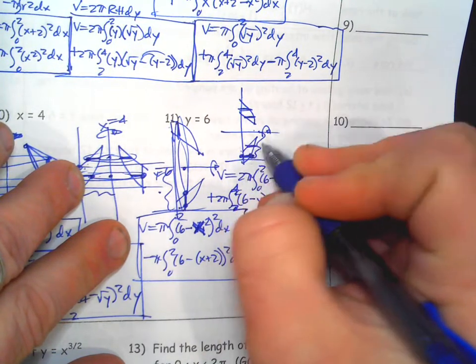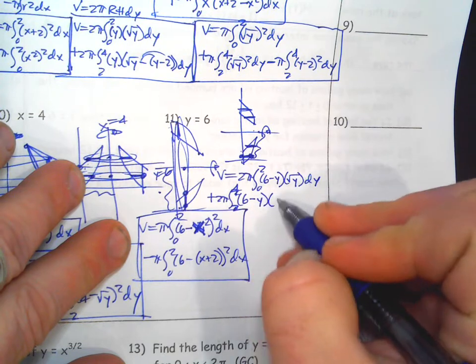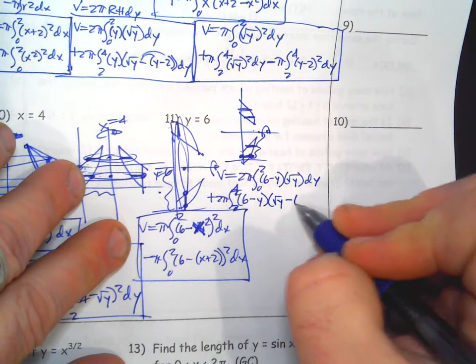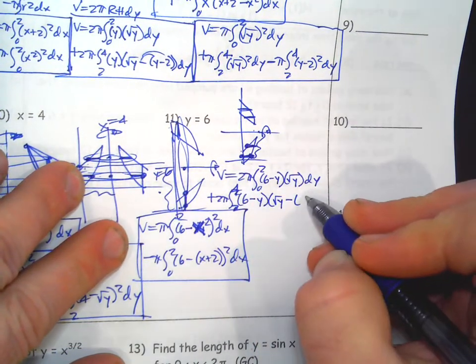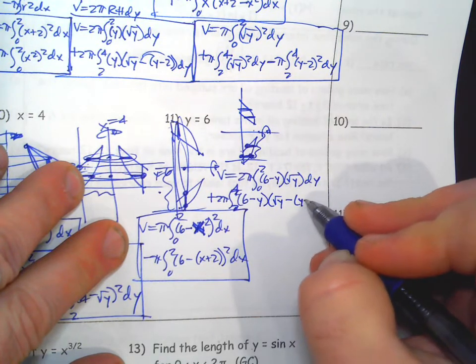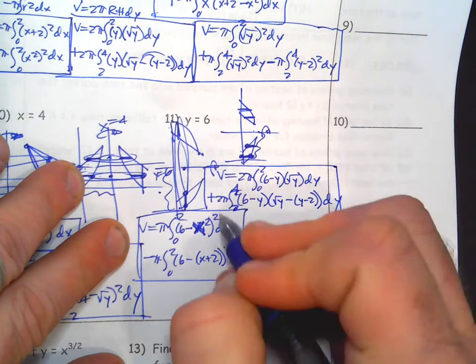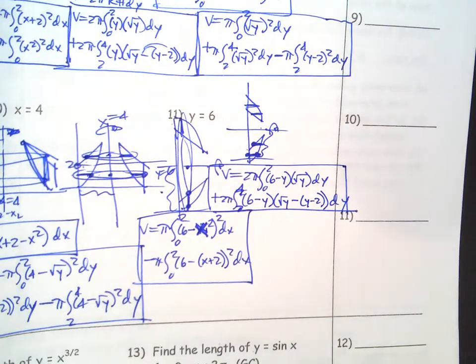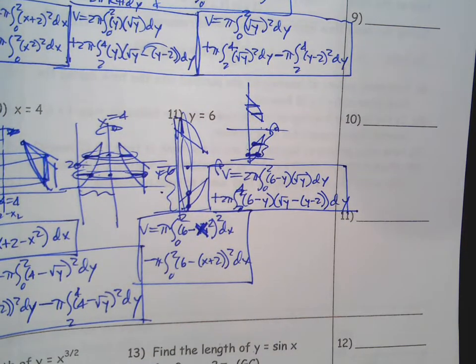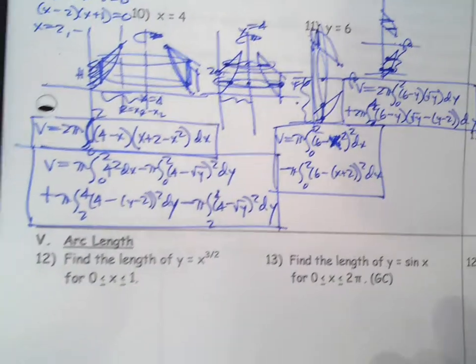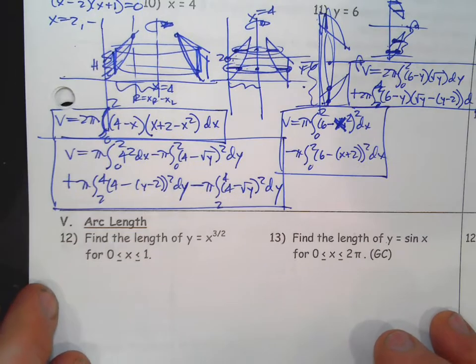So we're going to do this chunk up here. X right is the square root of y. X left is this x coordinate right here in terms of y, which would be y minus 2. So that's going to be your shell approach. Okay, I think you guys probably should be ready for disk washers and shells after that.